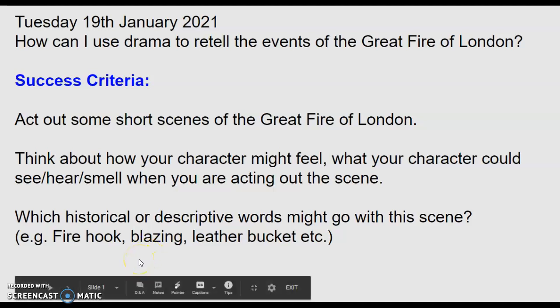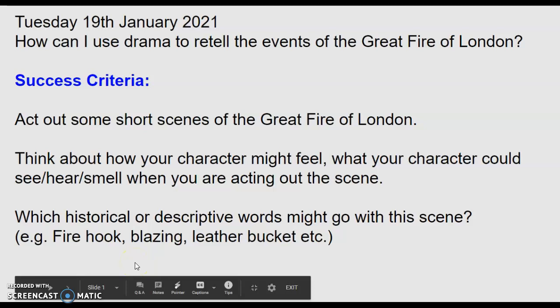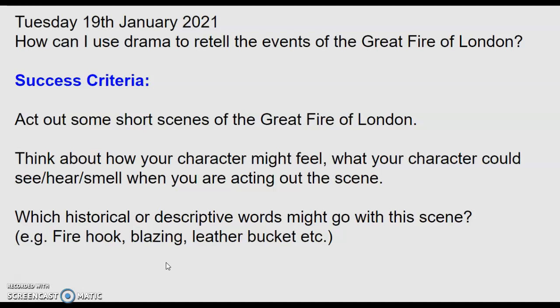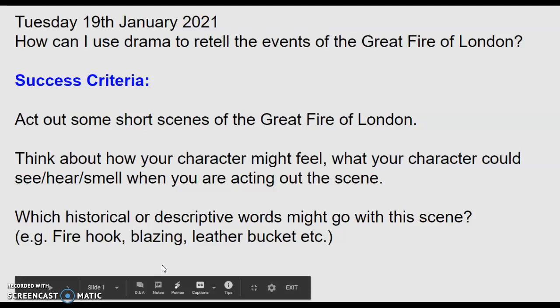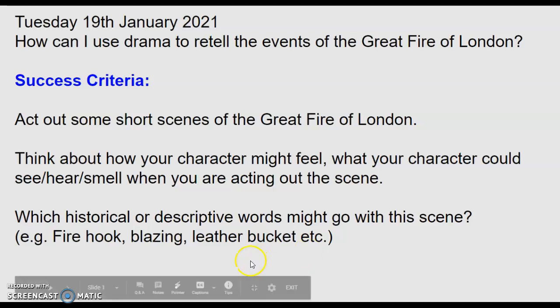Now, you don't need to write anything today for your work. You are doing acting, you're using drama. It would be lovely if you could share some of your work with me, and you can do that by either sending me a video or a photo of you acting at these parts. You could do this with your family. You could put on a show and retell the events for your family. I can't wait to see your drama today. Good luck.